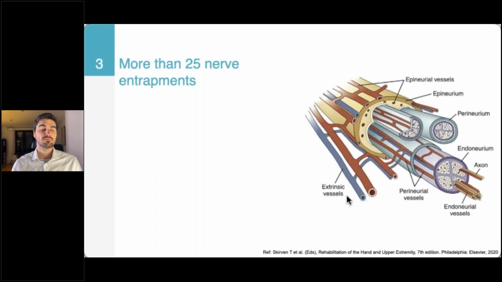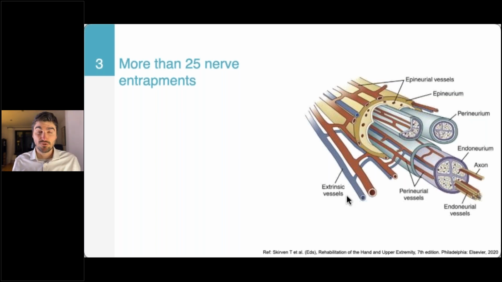So the important thing to know is that we can have a peripheral neuropathy wherever a nerve passes through a tunnel. Whether that's an osseous tunnel, like the tarsal tunnel syndrome, where the posterior tibial nerve is going to pass under a ligament and between bone. So that's a classic kind of entrapment site.